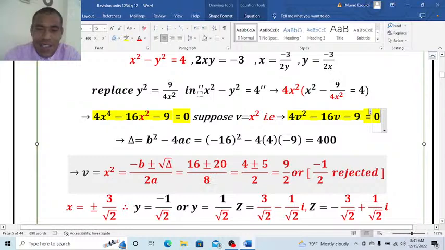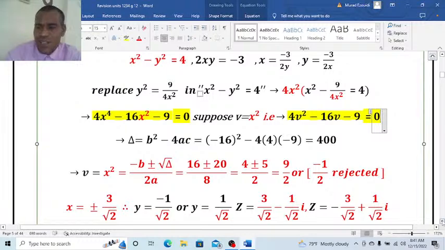Then I can cancel the common factors. How many 4s in 8? 2. How many 4s in 16? 4. How many 4s in 20? 5. Therefore x squared should be equal to 4 plus 5, which is 9, divided by 2, or 4 minus 5, which is -1, divided by 2. This one is rejected. Why? Simply because x is real.